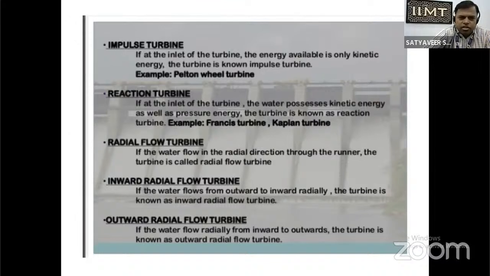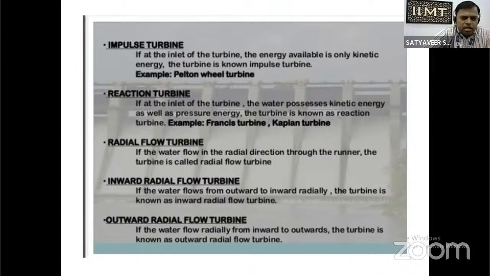But in case of reaction turbine, if at the inlet of the turbine, water produces kinetic energy as well as pressure energy, it means if both types of energy like kinetic energy and pressure energy are available at the inlet of the turbine, then the turbine is called a reaction turbine. Okay. Examples of reaction turbine are Francis turbine and Kaplan turbine.